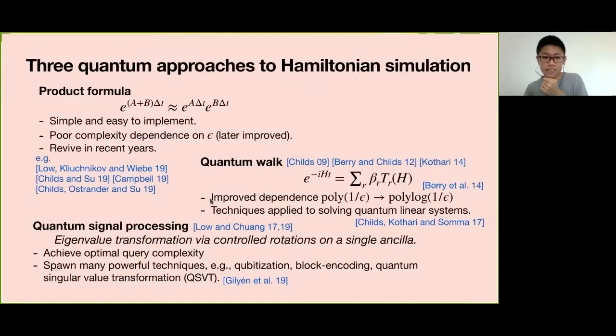Today, we will not get into the details of these approaches. I want to point out that as far as we know, all these approaches are sequential. So this implies there is still room for further speed up by parallel quantum computation.